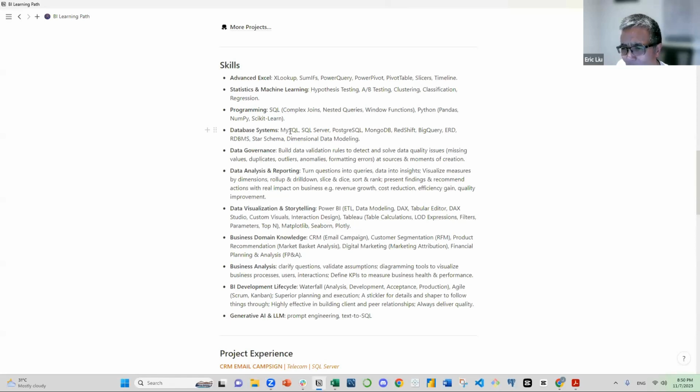So in terms of database systems, if you do the search using Google, the most popular database systems, you will see these three. You probably will see MySQL number 1, SQL Server number 2, Postgre or MongoDB number 3. And some people put even more, Redshift and BigQuery. This is Google, right? And this is important.